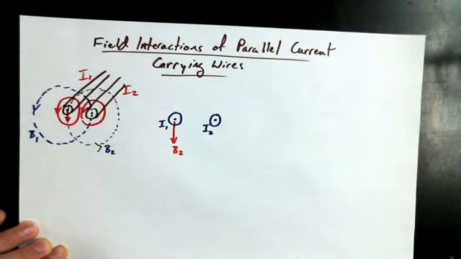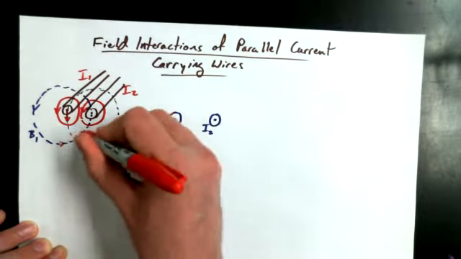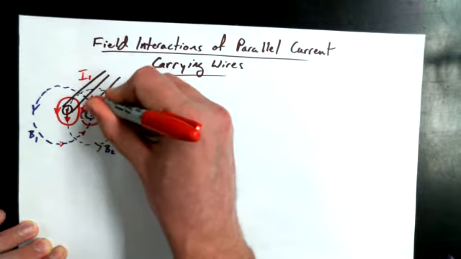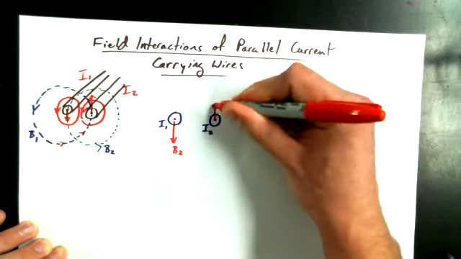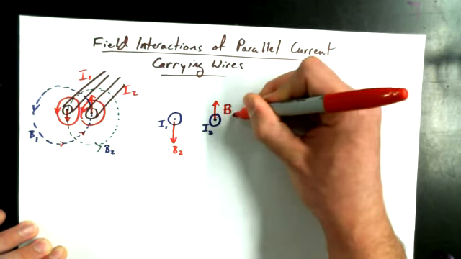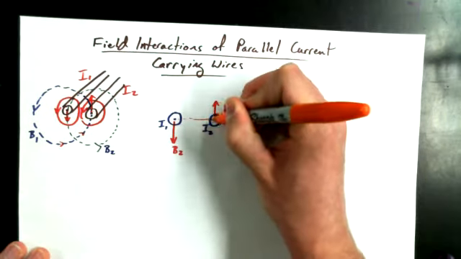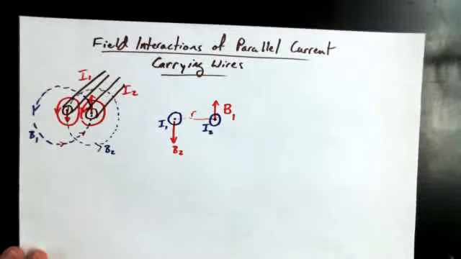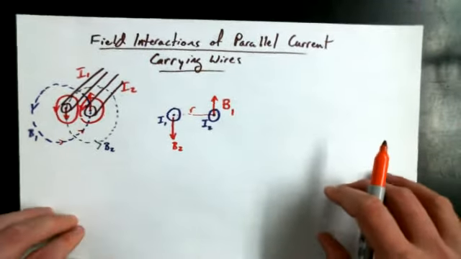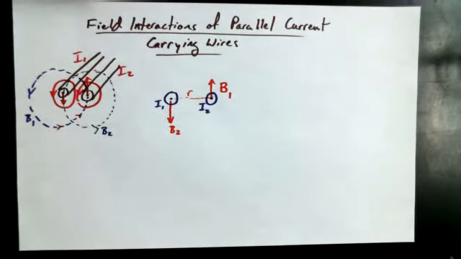I2 finds itself in the presence of B1, which at this point, if we follow the contour along, happens to be pointing up. Oopsie. B1. Now, another thing is the fact that these two are separated by a distance r. Okay, so they're separated by a distance r.